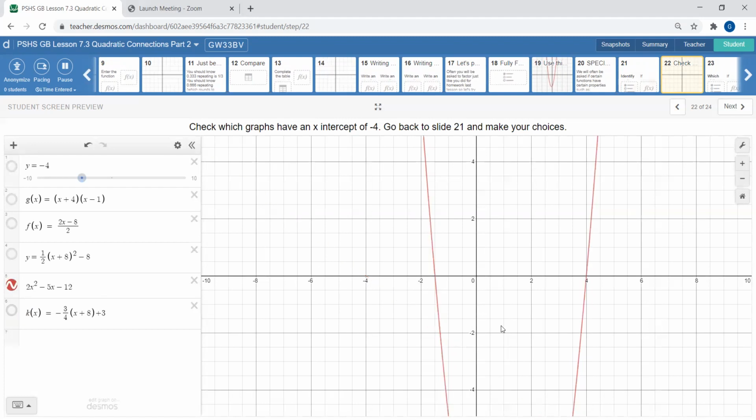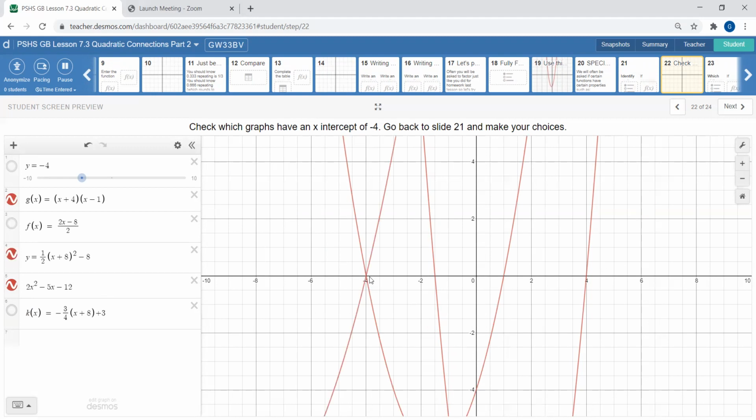Now, the reason some of these go through 4 is they're hoping that you're going to do the opposite, but it doesn't say factor. It just says x-intercept. So you're literally just looking at when does it go through negative 4. So I just want to make sure I don't forget which ones it was. It was that one. I'm trying to see if it was that one or not.